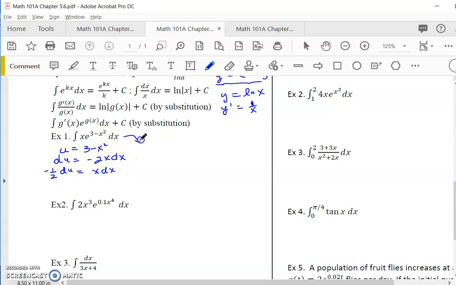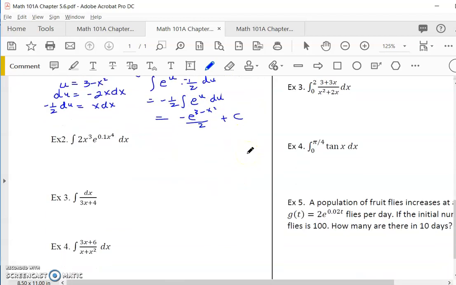So this integral now will become e to the u, because you're replacing the exponent, not the whole thing, and then x dx becomes negative 1/2 du. So you move the negative 1/2 outside, and it'll be e to the u du. And this is just e to the u, so it becomes negative 1/2 e to the u, where u is 3 minus x squared, plus c. You change it back to x when you're done with your integral, because this is an indefinite integral.